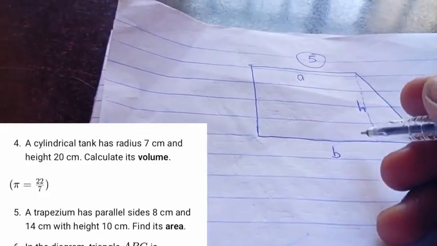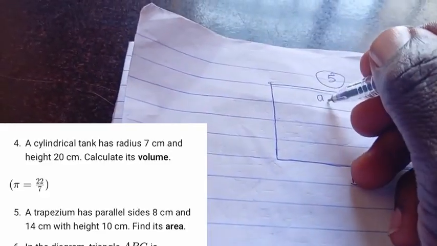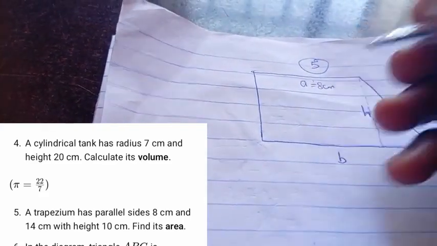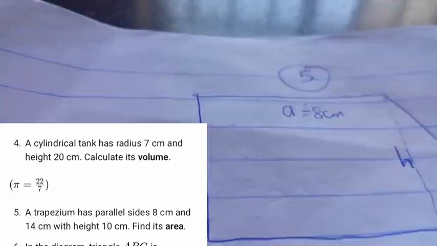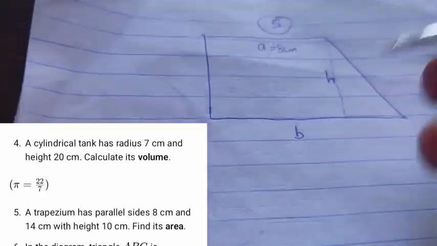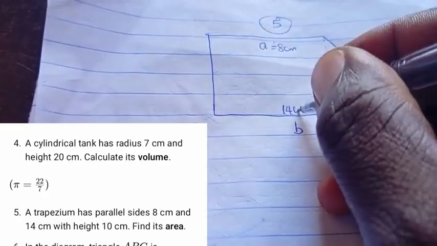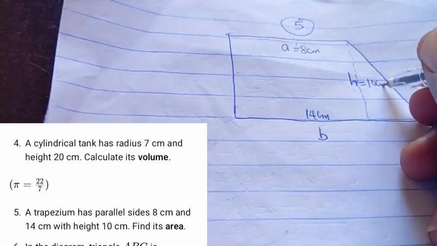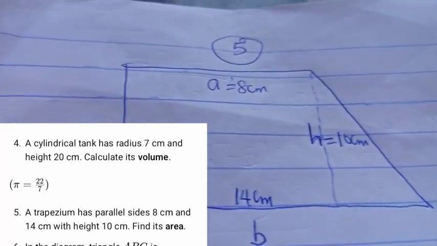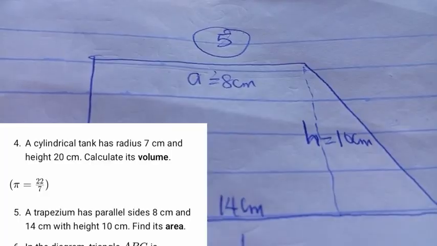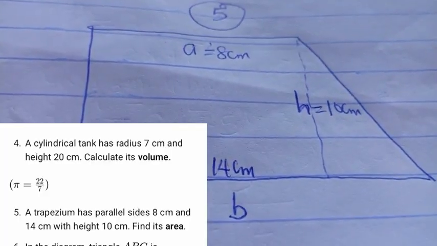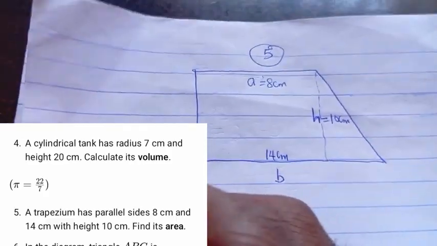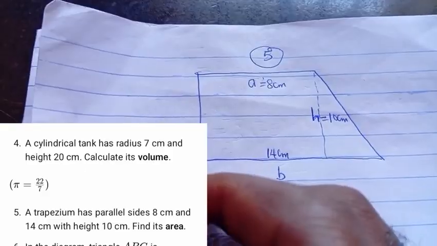When you talk about trapezium, in the question they said I have my first side, that is my A, as 8 centimeters. I believe you can see very well. 8 centimeters, and I have my B as 14 centimeters, and my height as 10 centimeters. I will move my camera closer so that you see my trapezium. You see my A, you see my B, you see my H, and the area of trapezium.